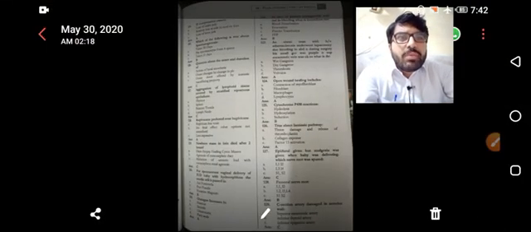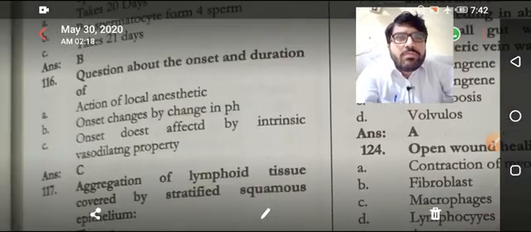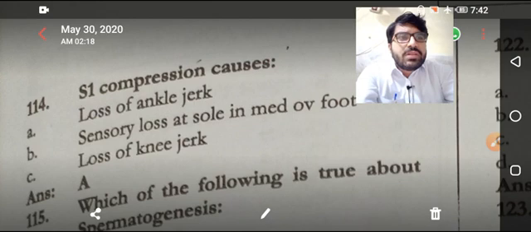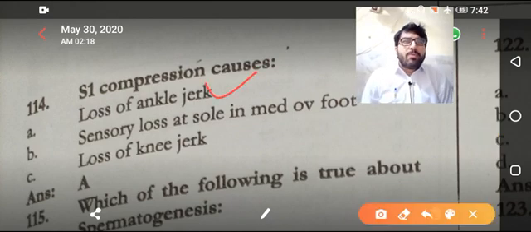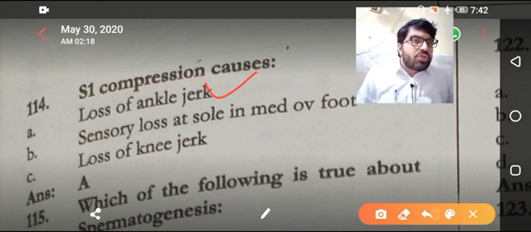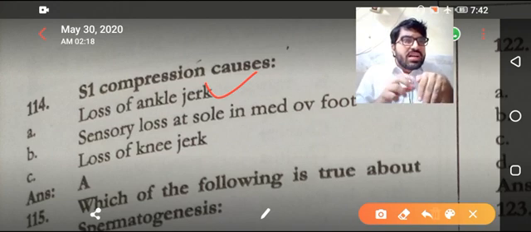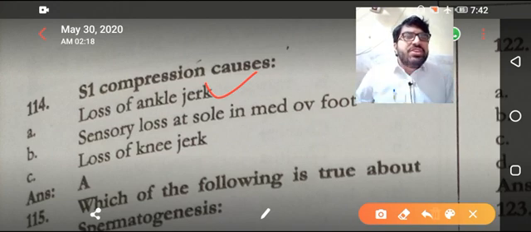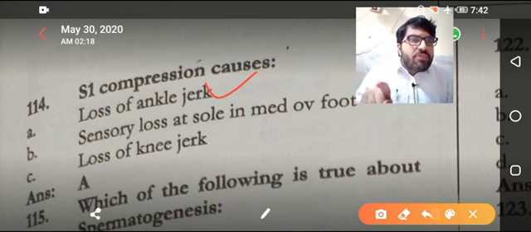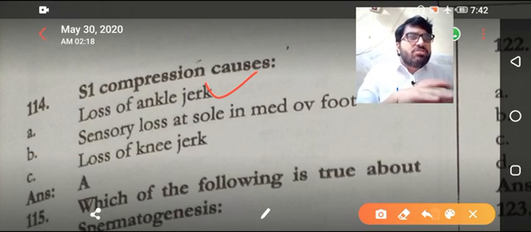So coming forward, what does S1 compression cause? They are talking about the S1 nerve root. So what does L4 cause? What does L5 cause? And what does S1 cause? These are frequently asked questions. L4 causes decreased extension at the knee joint, so there is weakening of the knee jerk reflex. L5 causes decreased sensation over the dorsum of the foot.